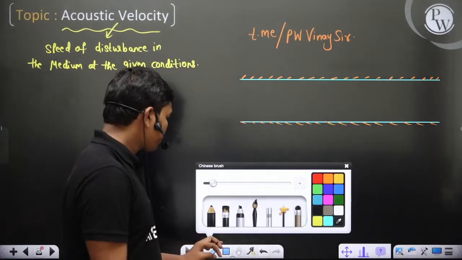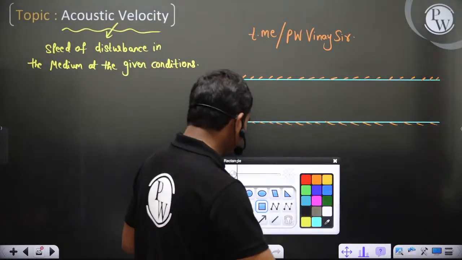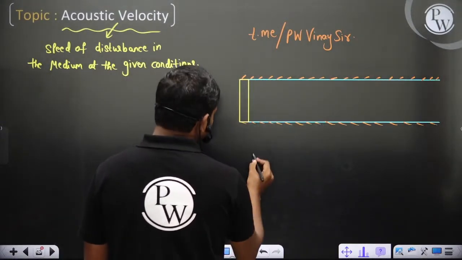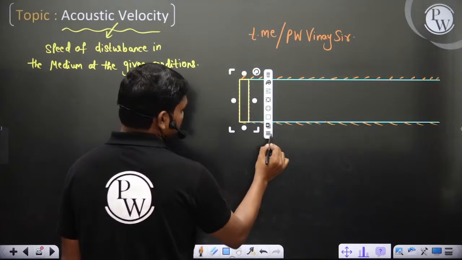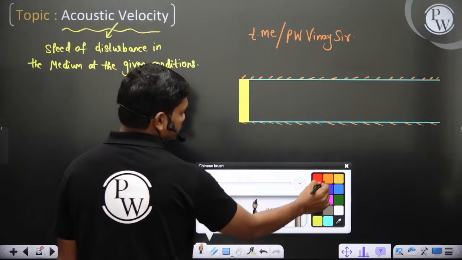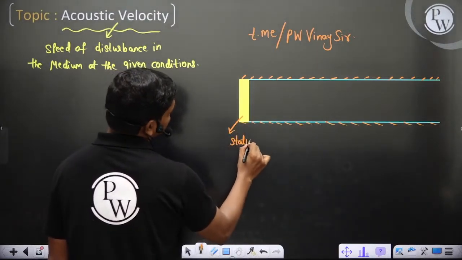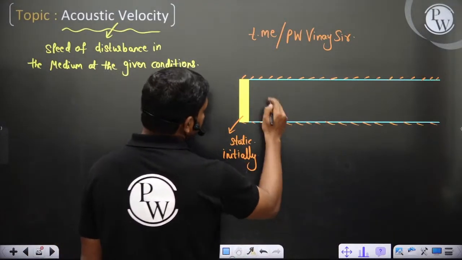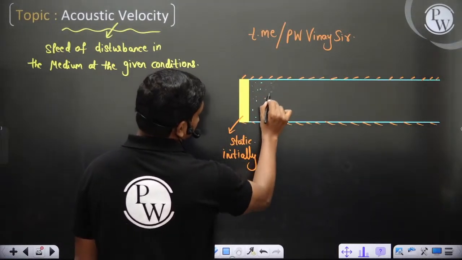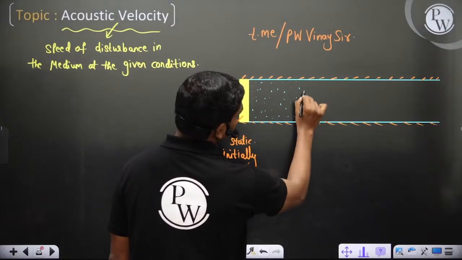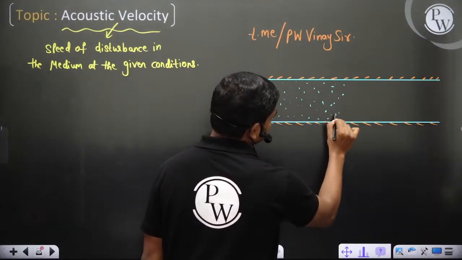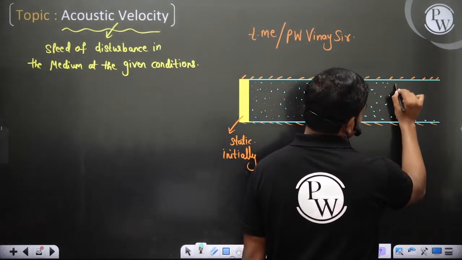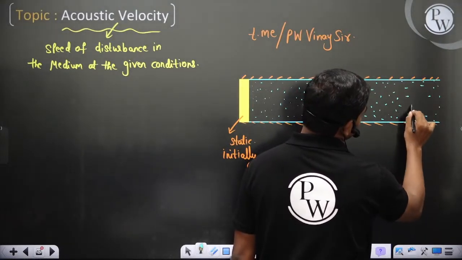So yeah, let's see, if there is a piston here, for example, a piston like this which is initially in static condition, and let's say there is some fluid all over there, some fluid like this.